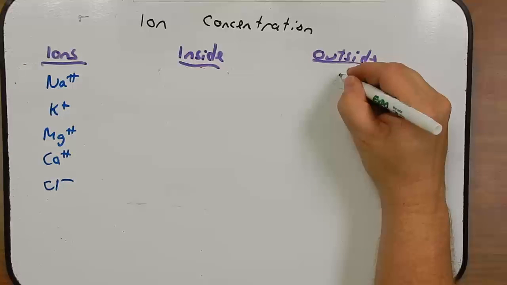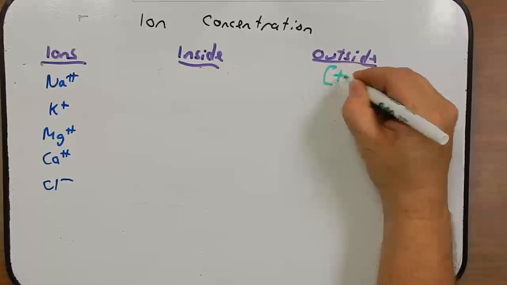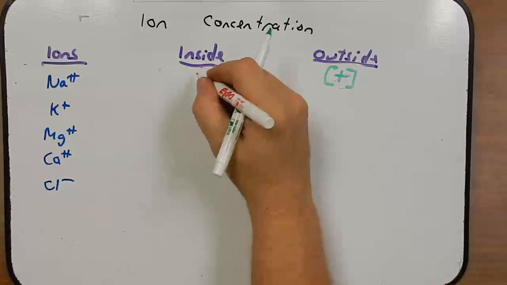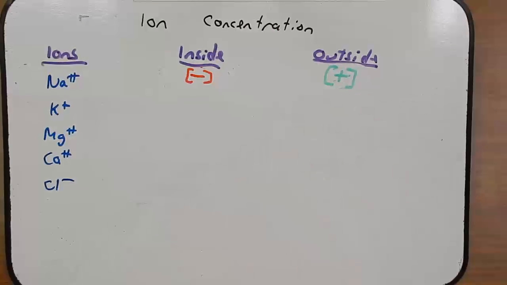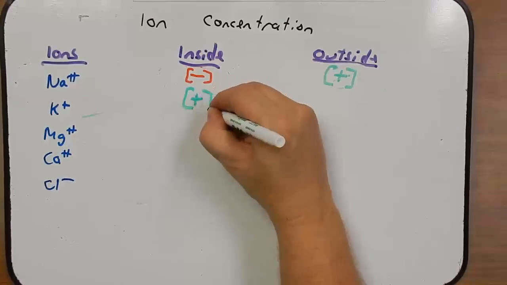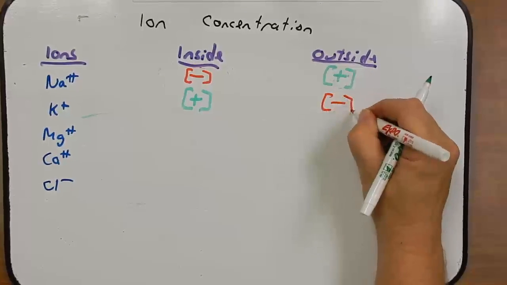Sodium has a greater concentration outside the cell, so I'm going to just give it a plus with the concentration symbol around it. And sodium inside the cell is lower concentration in comparison to outside the cell. Potassium is higher in the cell compared to outside of the cell where it is lower.